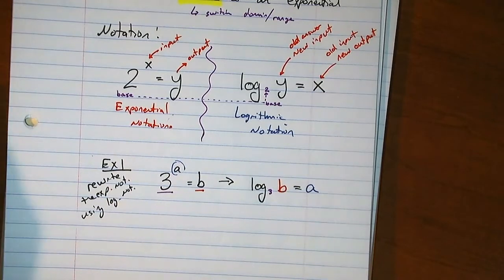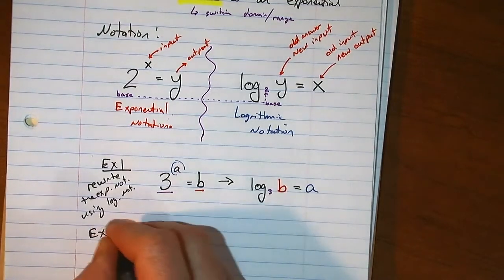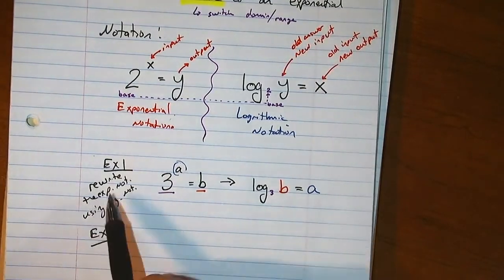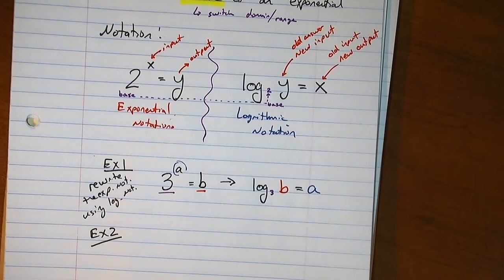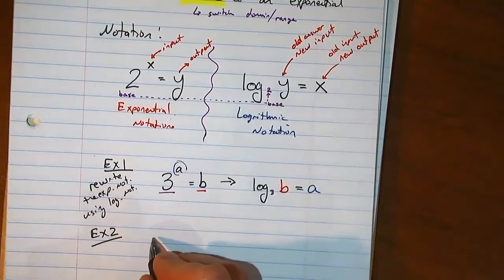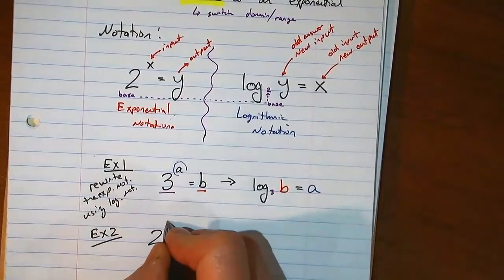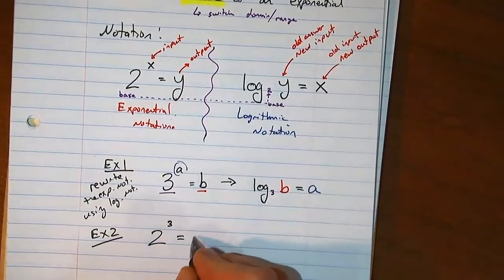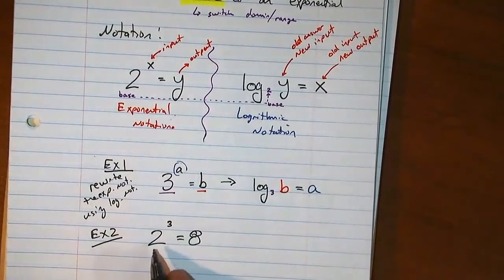Okay, so that's what we've done there. And of course, we can do this with variables. We can also do this with numbers. So example number 2 is going to be the same task, rewrite the exponential notation using logarithm notation, but let's do this one with numbers. So we know that if you take 2 and you raise it to the 3rd power, the answer will be 8. That's something we've done before, right? 2 times 2 equals 4, and then times 2 again would equal 8.